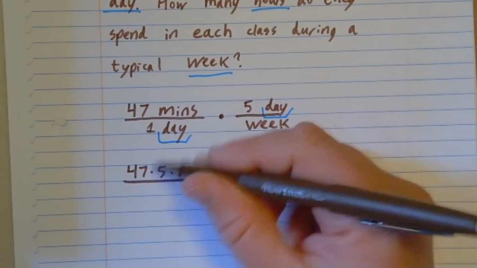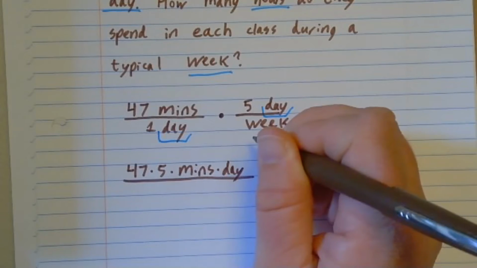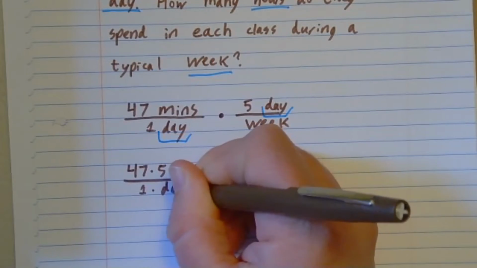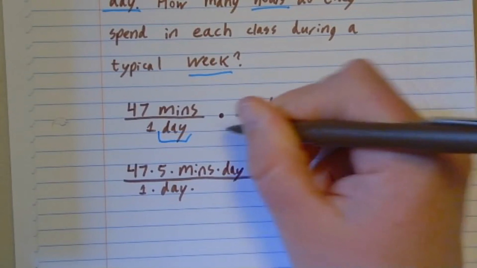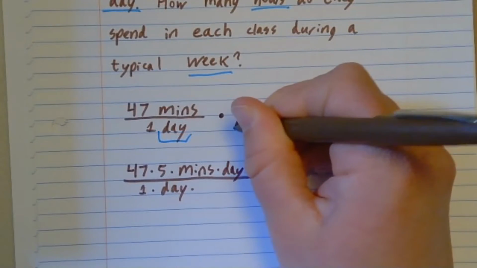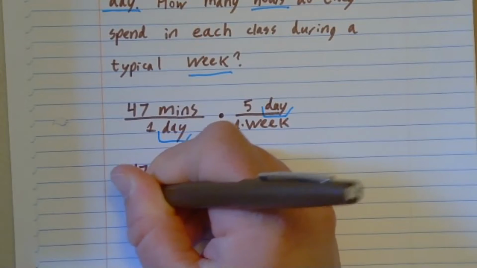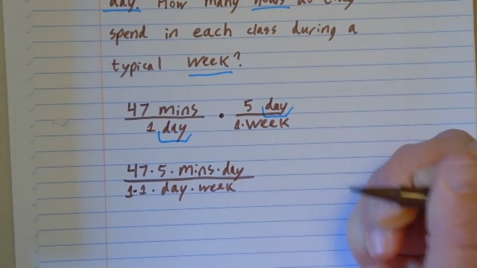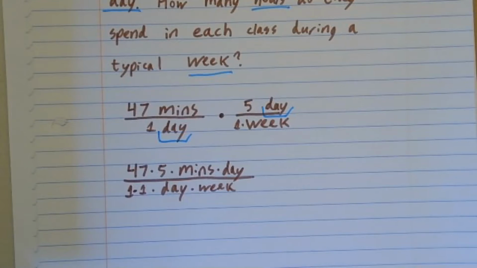So now we've got 1 times day times, I guess that could be another 1 there if I wanted. So 1 times day times week. I normally wouldn't put the 1s, but I want to be really clear.